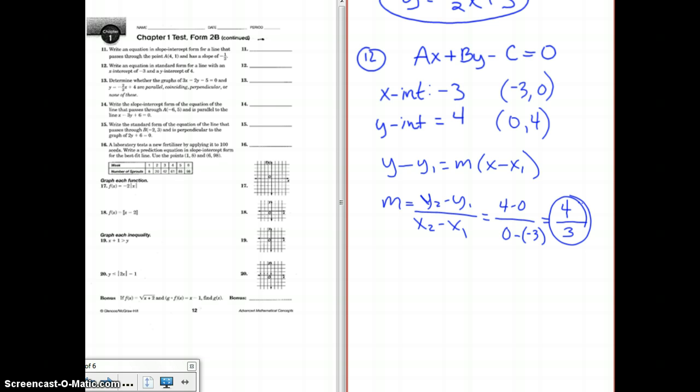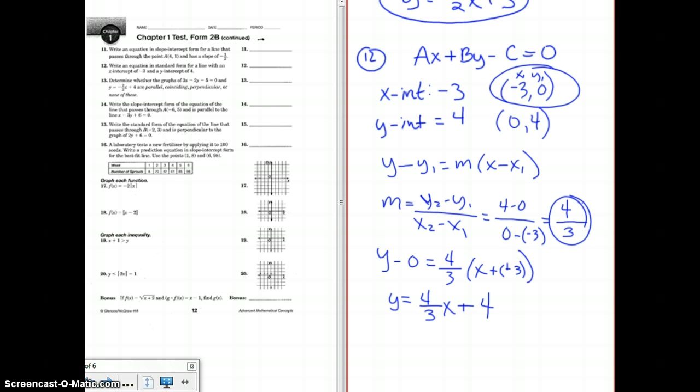So I'm going to use my slope of 4/3, and I just want to pick one of the points. I'll use the first one to be my x1, y1. I have y minus 0 equals m, which is our slope of 4/3, times x minus -3. This is going to simplify pretty easy. I have y equals 4/3 x plus, that's going to be a positive, 4/3 times 3 is 4.